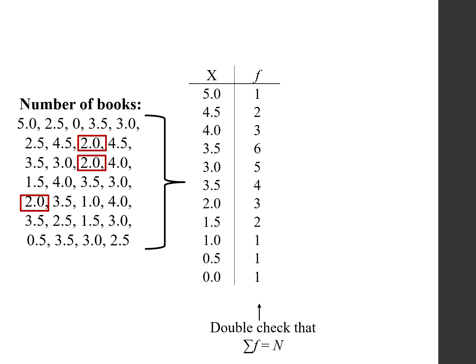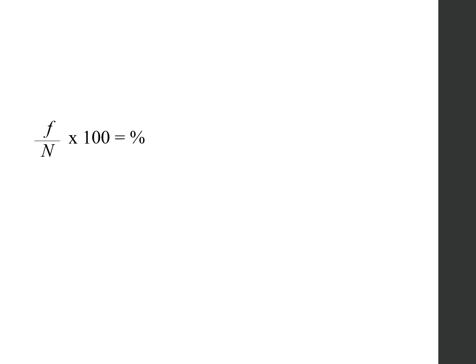It's important to double check that the sum of your frequencies, remember that sigma means sum of, equals the total sample size. We want to make sure that there are only 29 scores here, and that we aren't double counting or leaving anyone out. The last step from here is to find the percentage. To find the percentage, we divide the frequency by the total sample size and multiply it by 100. We typically round to the nearest hundredths place, so 2 decimal places.